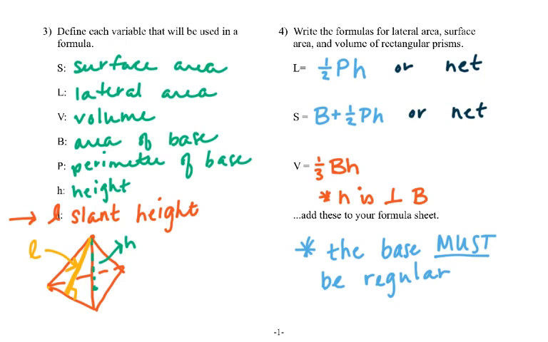Otherwise, if your base is irregular, like a rectangle, you use the net. You have to use the net to find the surface area and the lateral area. So use the net for surface area and lateral area when your base is irregular.